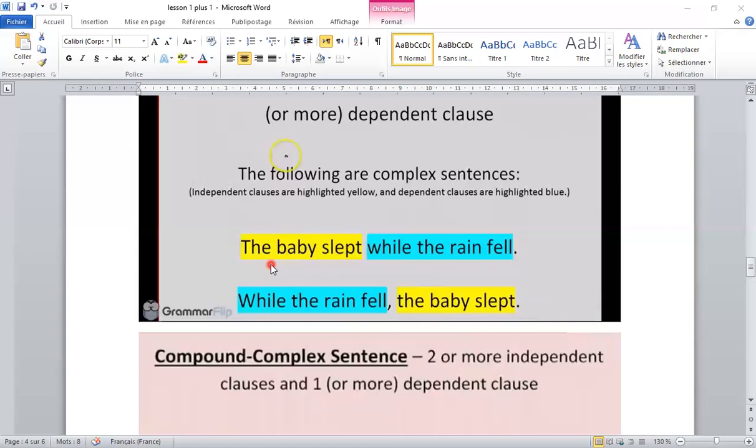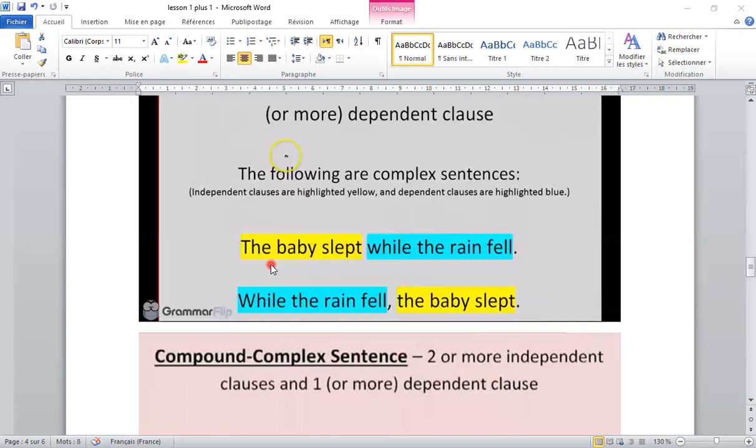Abdullah? Yes. Where is the independent clause? Where is the main clause in this sentence? So first of all, the baby slept while the rain fell. Is this a simple sentence, compound sentence, or complex sentence? No, it's not simple. Simple gives us one piece of information. Look here, the baby slept is one piece of information. The rain fell is a second piece of information. So this is not simple.